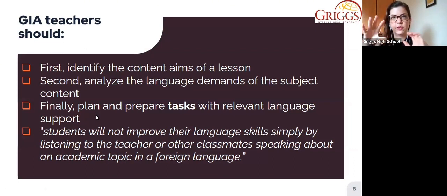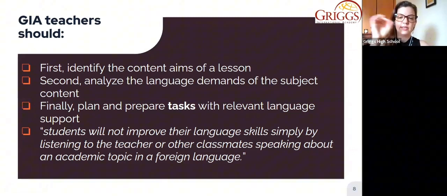Finally, I'm going to get, okay, I have this content and I have these language demands. What are the tasks? What are the activities that I can prepare so that I will achieve this goal, both for the content and for the language? So what do I need to do in the class, and what do I need to ask my students to do so that by the end of the lesson, they learned the content and they learned the language that they needed for this content so that now they can produce.